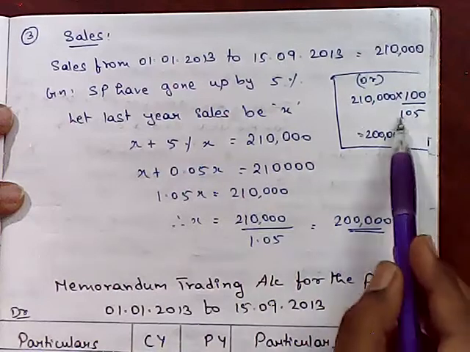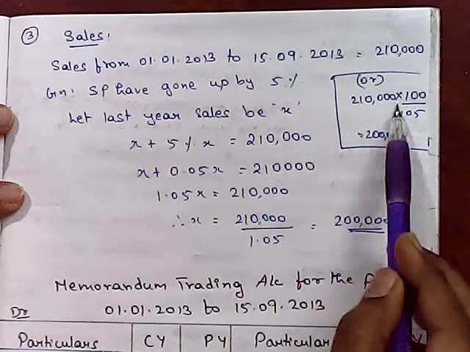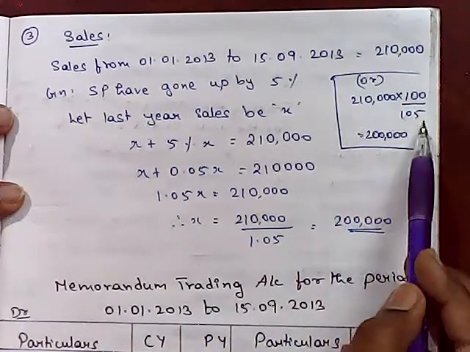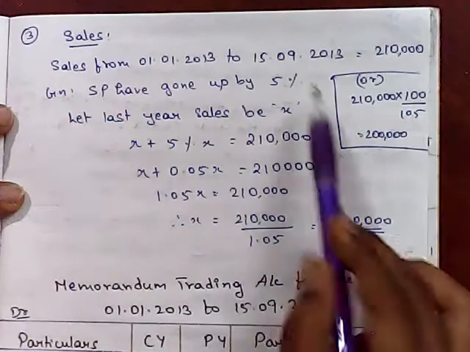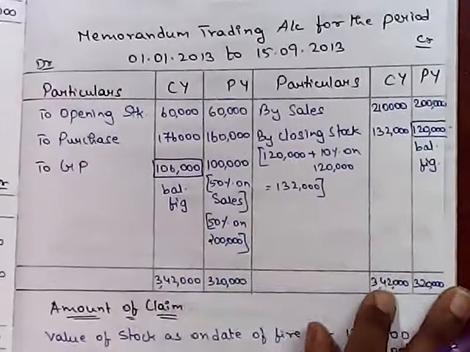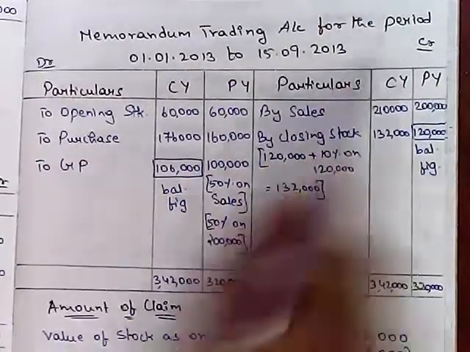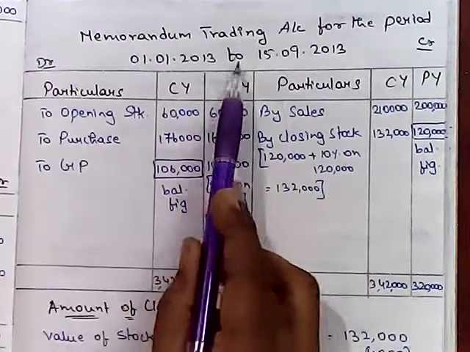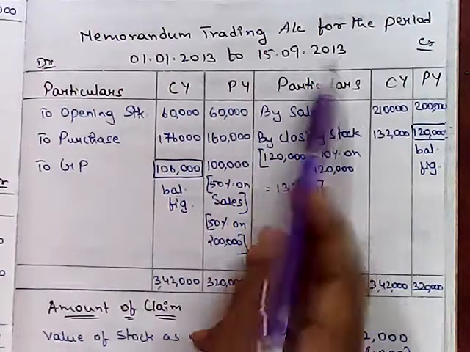You can also use this formula, 2,10,000 into 100 divided by 105. How did you get this 105? It is 100 plus 5. So you will get 2 lakhs. Next step is we will calculate the memorandum trading account for the period 1/1/2013 to 15/9/2013.